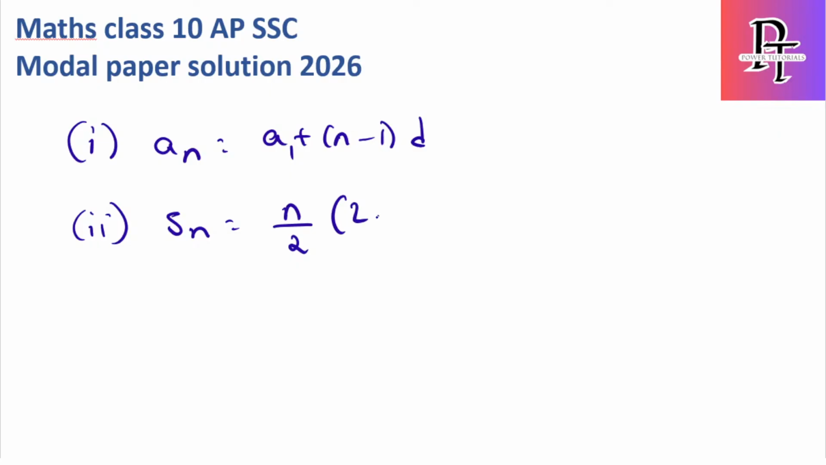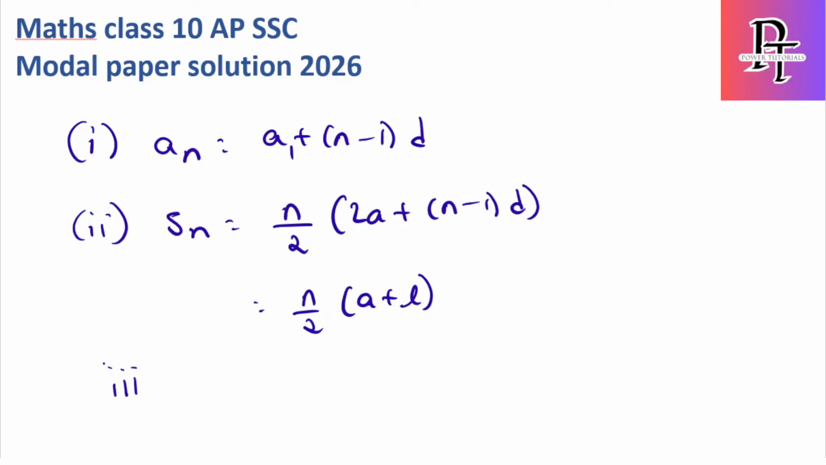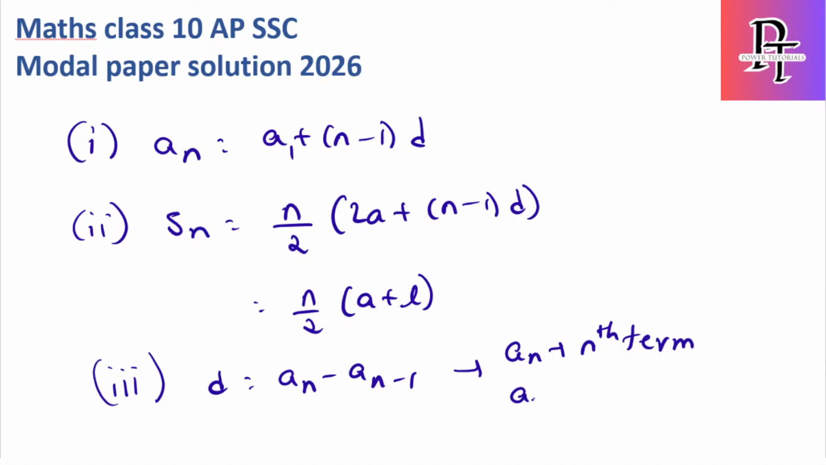I will write both the formulas. N by 2 into 2a plus n minus 1 into d. The second formula is n by 2 into a plus l, where l is the last term. So that's why I clearly mentioned all the terms here. And then we have the last question, which is common difference. The d formula is an minus a n minus 1, where an is the nth term and a n minus 1 is the n minus 1th term.